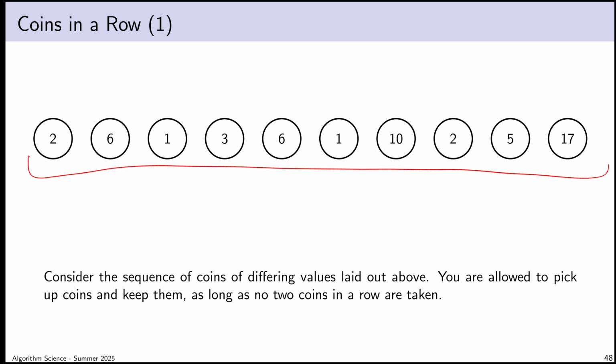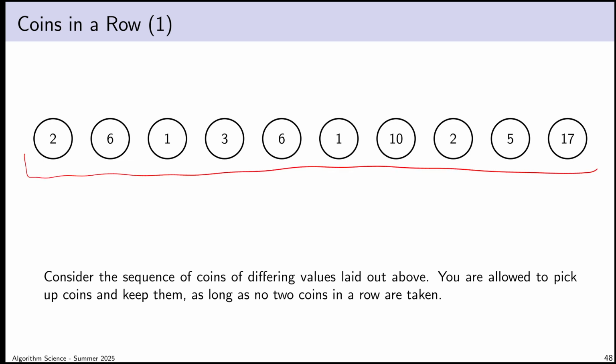Now, I don't know what country makes coins like this, but these coins all have different values. Maybe I'm a coin collector and this is their market value or something. So I've laid out all of these coins in a row. And you are allowed to take some of them if you want.